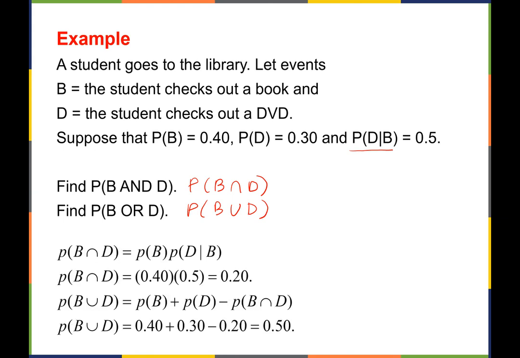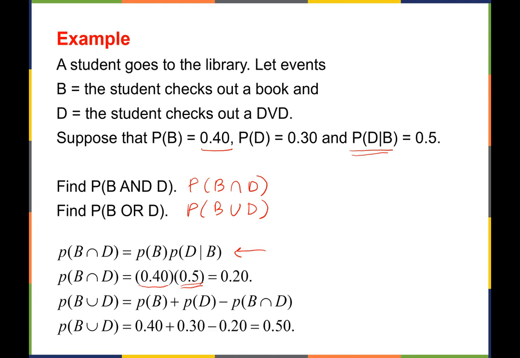All right, are you back? Awesome. Here are my answers, one at a time. So the probability of B and D using our formula is the probability of B times the probability of D given B. And luckily, we were given all these values. So the probability of B is 0.4, that comes from here. The probability of D given B is 0.5, and that comes from there. 0.4 times 0.5 is 0.2, right? So that's the probability that the person checks out a book and checks out a DVD.